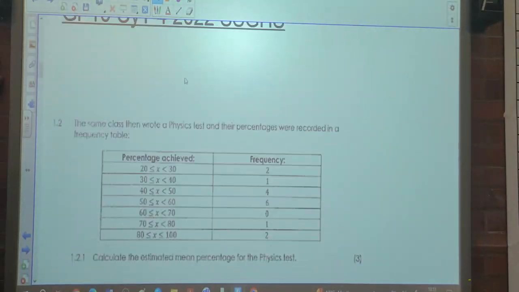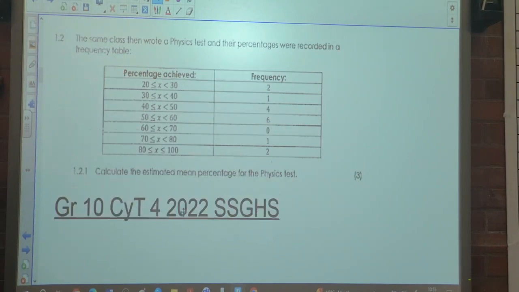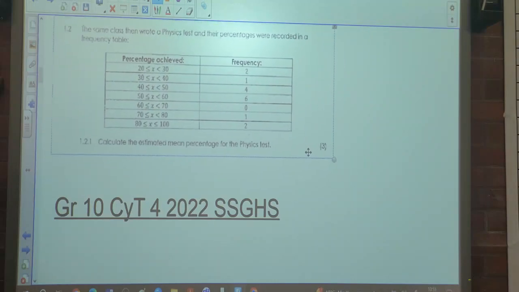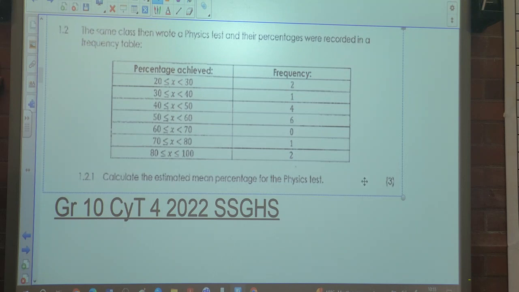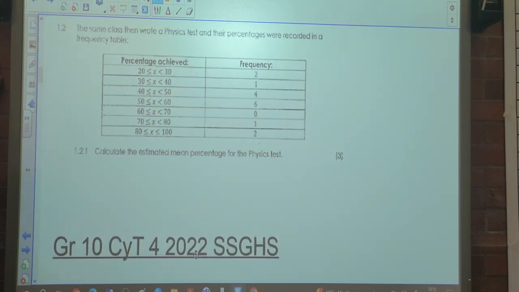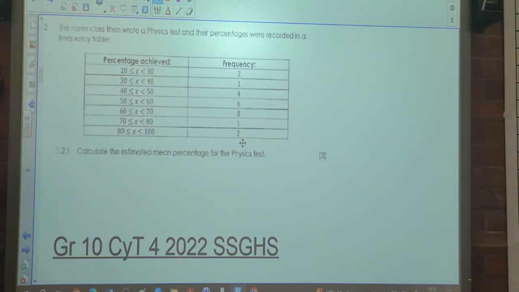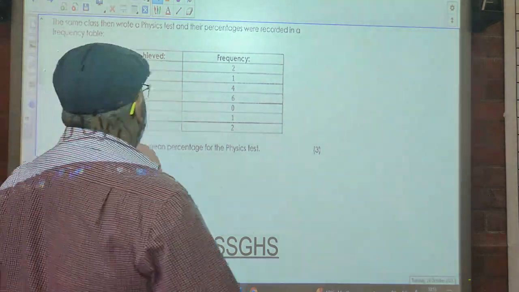So let's look at the next question. The next question says, the same class then wrote a physics test and the percentages were recorded in the frequency table. Calculate the estimated mean percentage of the physics test. So here we've got the distribution table, people.